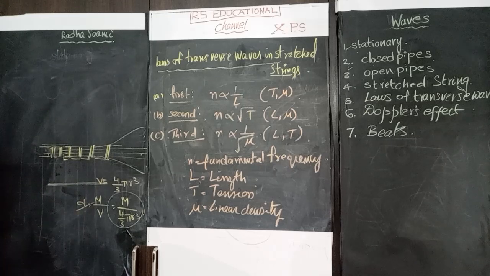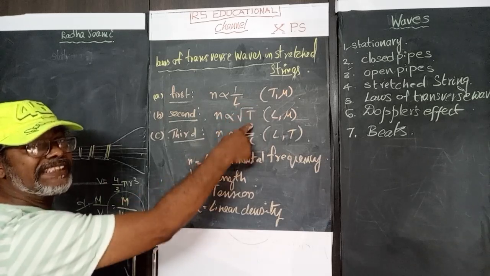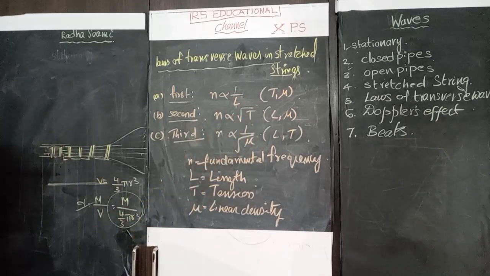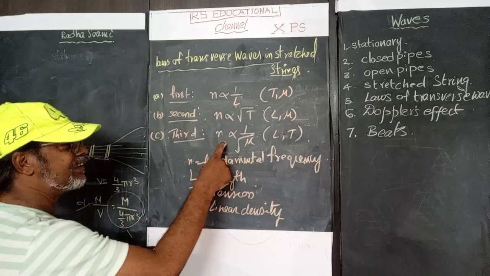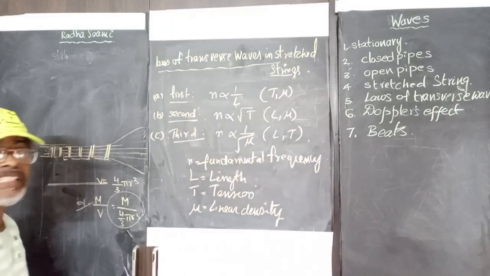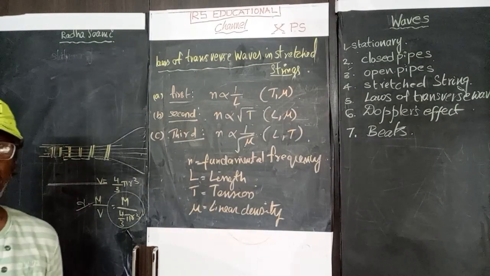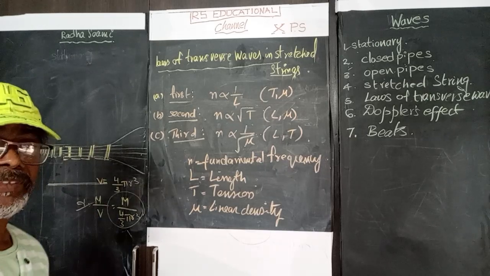In the same way, second law: the fundamental frequency is directly proportional to the square root of its tension. Next, third one: the fundamental frequency is inversely proportional to the square root of its linear density. These three are the laws. You can understand? Okay, next one.